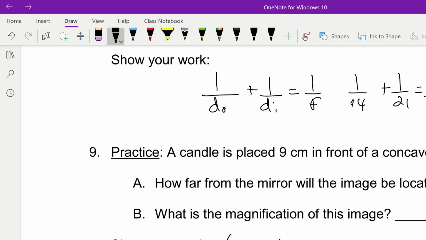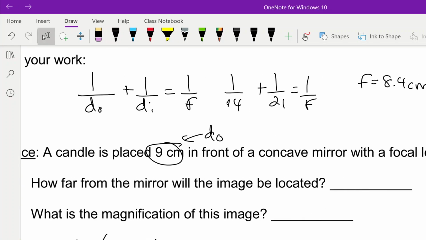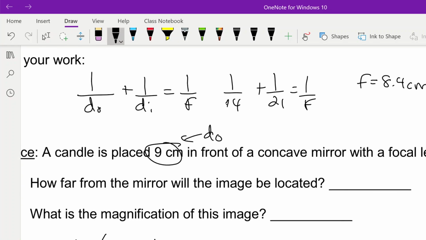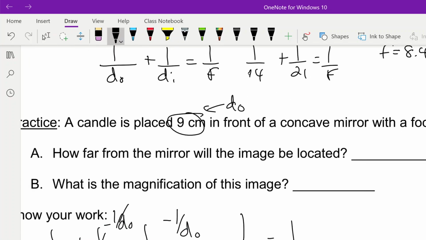Let me fix it. 1 over di equals 1 over, the candle is 9 centimeters, so that's do, and the focal length is 6, that's f, obviously. So it's 1 over 6 minus 1 over 9. So I take out my calculator. 6, 1 over x, minus 9, 1 over x, equals. I get a decimal, but I have to press 1 over x one last time, and I get di equals 18 centimeters.